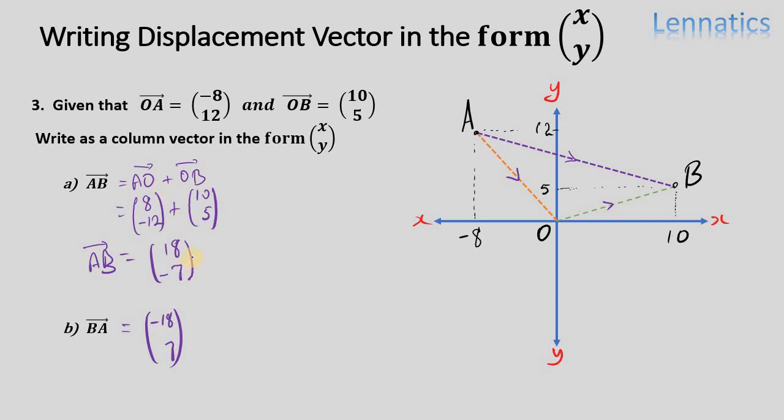Hopefully that was helpful. Even with AB, we can go from B to A, and we'd have to go to the left now. We go 10 units to the left, then a further 8 units to the left, that's negative 18. Then we go from 5 to 12, so we're going up, that's 7 units up. That's why we have negative 18, 7, because going from B to A, we go 18 units to the left and then 7 units up.